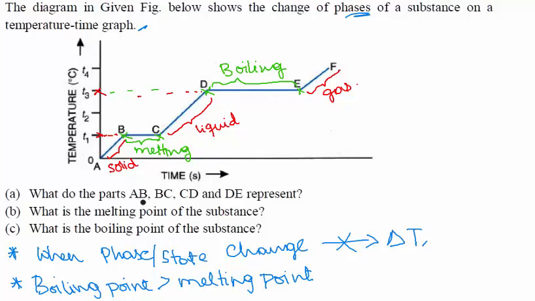What do parts AB represent? It represents that the substance is in the solid state. BC represents that it is undergoing the melting process. CD represents that the substance is in the liquid state, and DE represents that the substance is undergoing the boiling process. What is the melting point? The melting point is T1, and what is the boiling point? T3. T3 is the boiling point and T1 is the melting point.